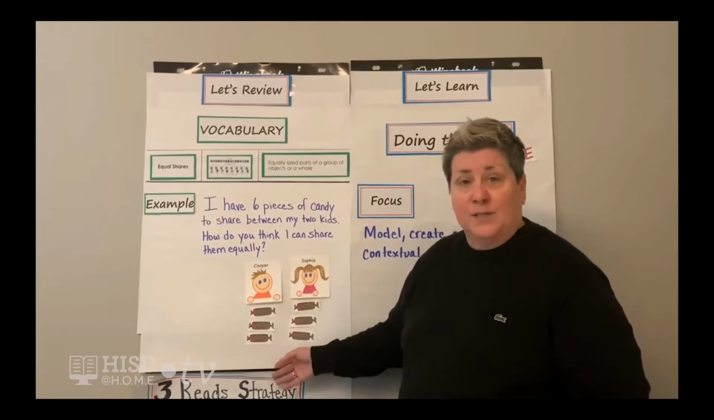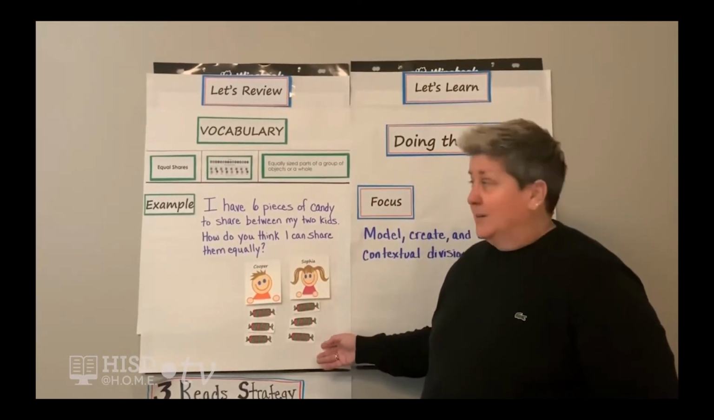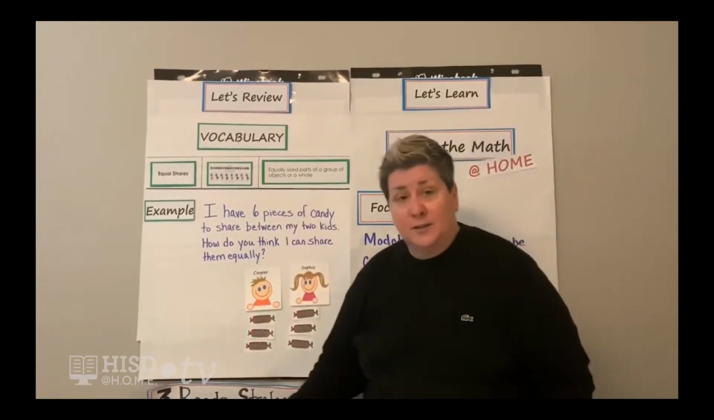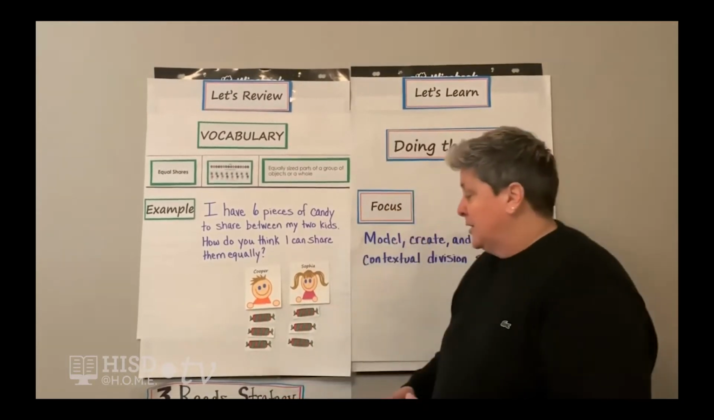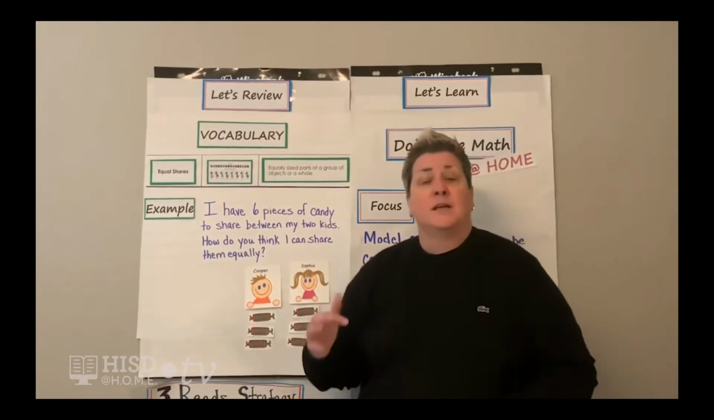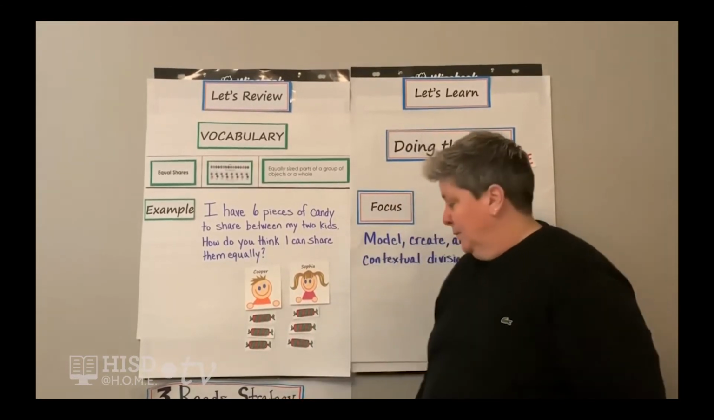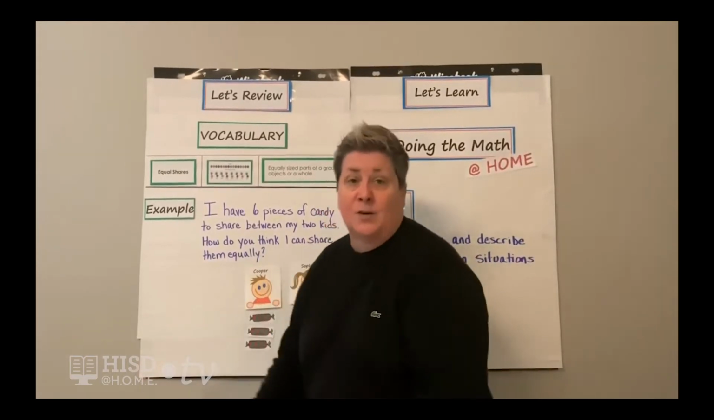Well, Cooper got 3 pieces of candy and Sophia got 3 pieces of candy. So this is how we use equal shares to divide up a large quantity of items. And so the last piece of this, as we get ready to transition into our Let's Learn, let's take a quick minute to review or to get you caught up on our 3 read strategy.